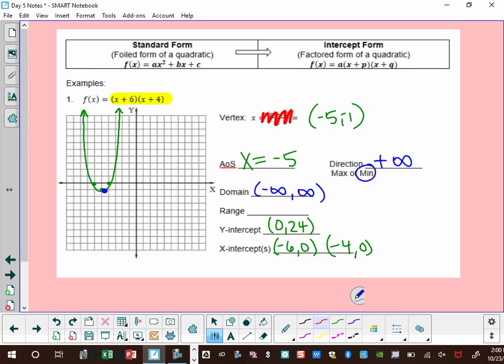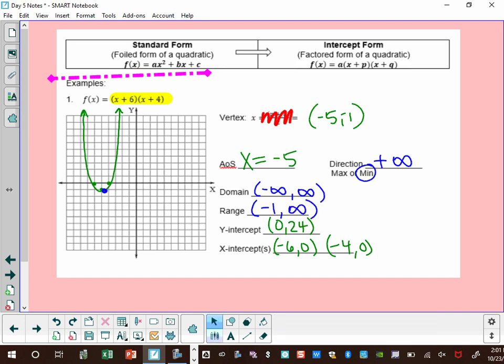All right, and my range starts from here. It always starts from the bottom. Where does my graph start? We're looking at our y values for range, right? Negative 1, and I'm going up towards positive infinity. So my range is negative 1 to positive infinity. You can look at the y value of your vertex as well. Does that make sense how we just filled out everything in this problem?